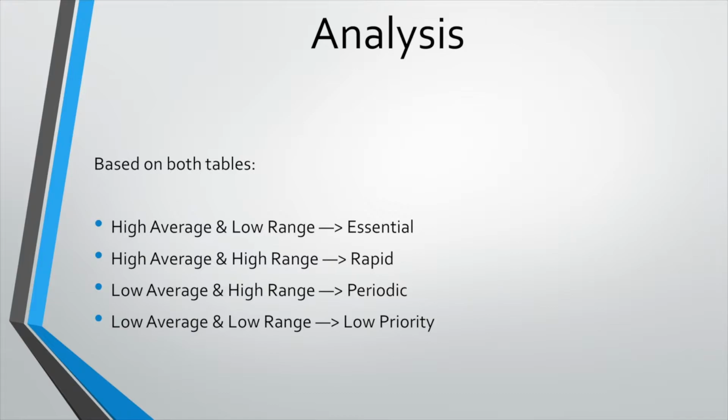Lastly, a low average and a low range indicated low priority. Low priority has little to no effect in regards to making decisions, oftentimes being irrelevant.